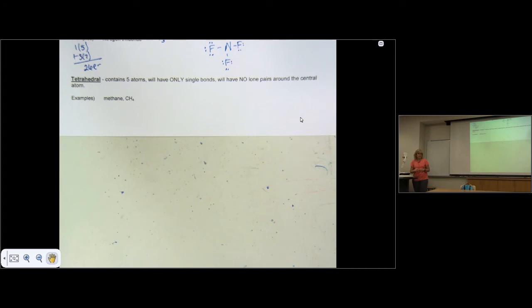Draw methane, CH4. Draw that. Methane does not have a charge. Methane is natural gas, by the way. If you ever want to know what your natural gas is at home, that's methane. Your Bunsen burners in labs burn on methane, or burn methane.